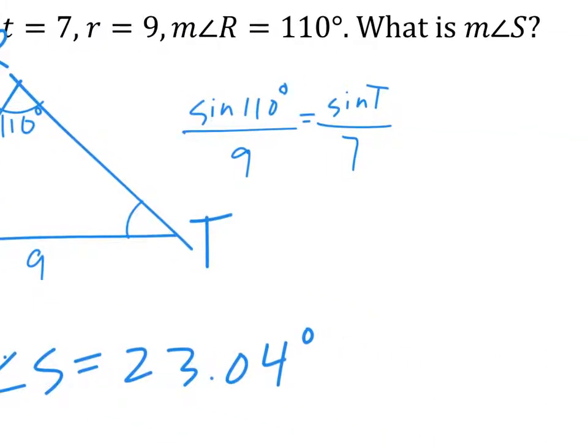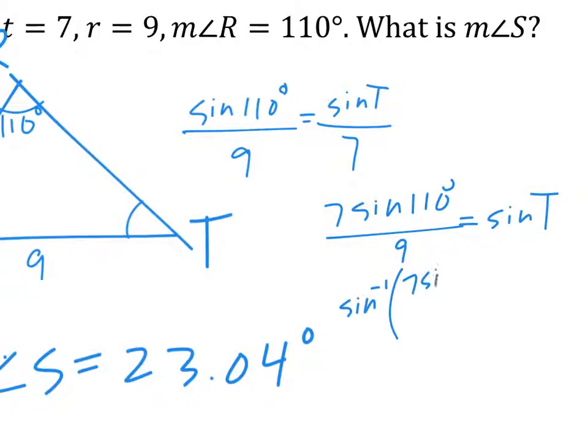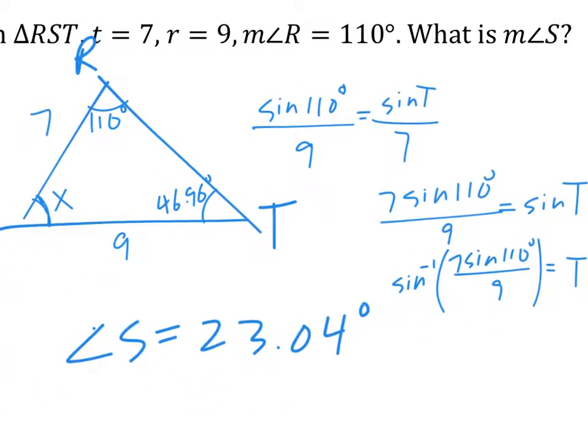This is going to be 7 times sine 110 over 9 is equal to sine T. And to get rid of sine, we have to do the inverse. So this is inverse sine of 7 sine 110 over 9 equals T. Once we find that, which is 46.96 or so, we can just use triangle sum to figure out X. So you have to go roundabout. There is no one shot. If it's one step to find the answer, that would not be an honors class, right? So this kind of stuff will happen.